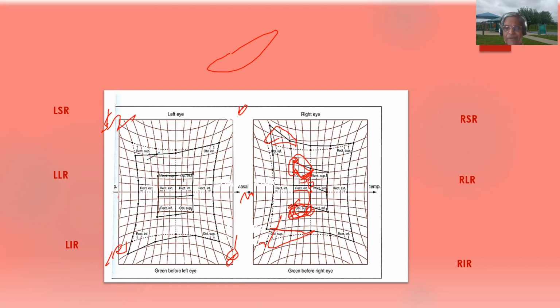If you read properly, you can easily understand. Now we see, I've shown the green from the left eye. That means the right eye is fixing, and the left eye movements I'm going to find out.